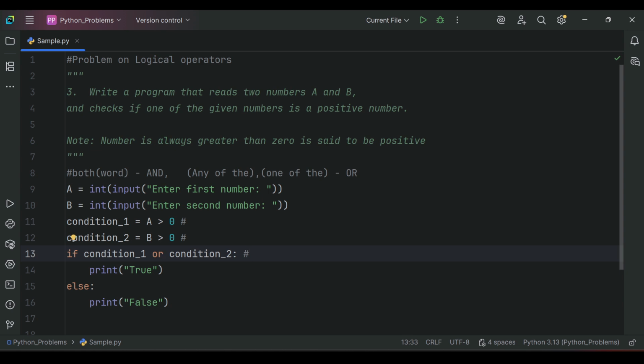Here, what is condition one? A is equal to, suppose any positive number comes, it means true. Or any one number is positive, or one number is positive and one number is negative. At that time also, according to the problem, the given conditions are satisfied. Okay, I will check it.